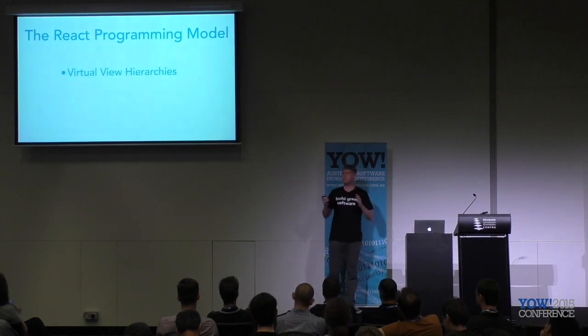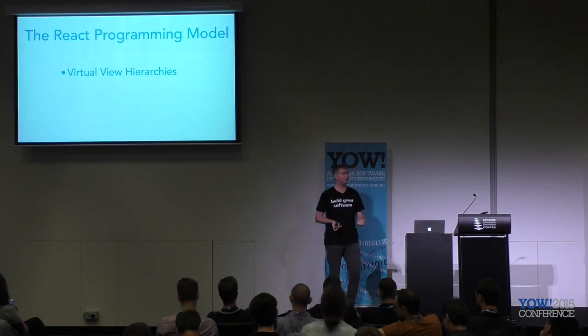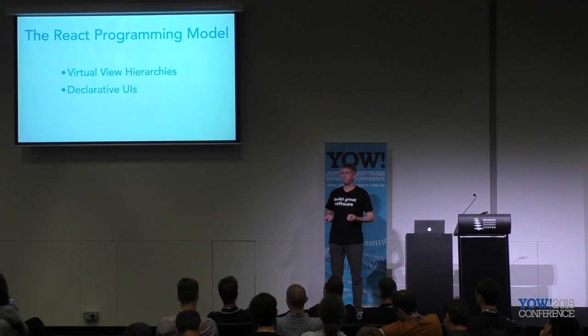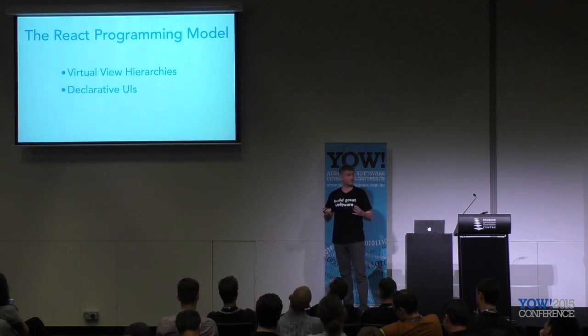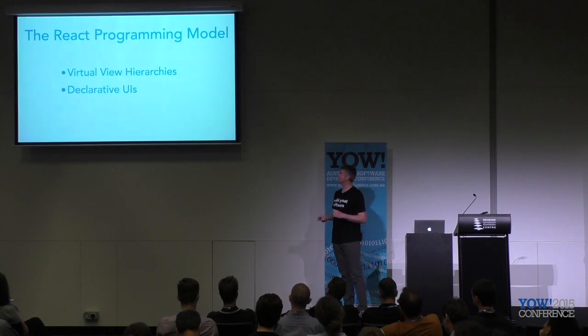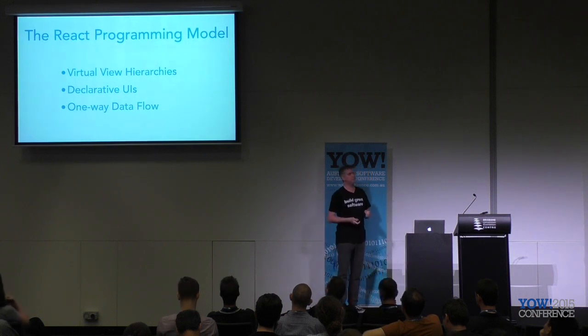So if we were to recap on it, we had virtual view hierarchies at the start, lightweight in-memory representations of our view. We still had that enabled declarative UIs, and to be able to think about our view as being a function that takes an input and always produces the same output. And finally, this notion of modeling change with one-way data flow. This is the React programming model.